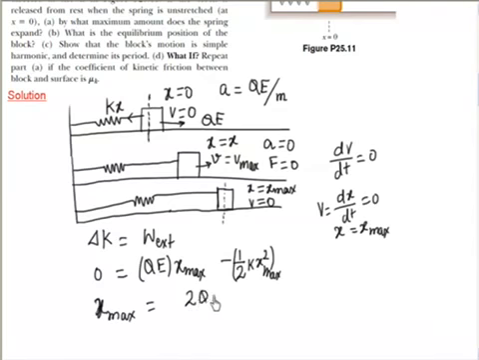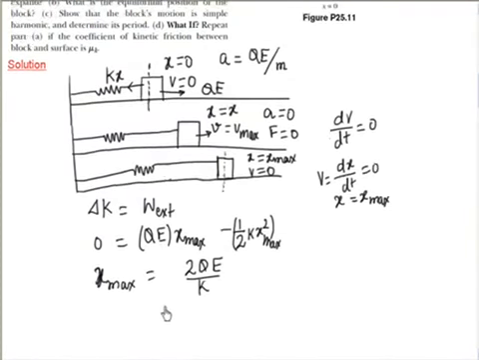So this becomes 2qe divided by k, only thing. So 2qe divided by k. This is the maximum elongation you will have. So you can remember x max is equal to 2 times qe divided by k.